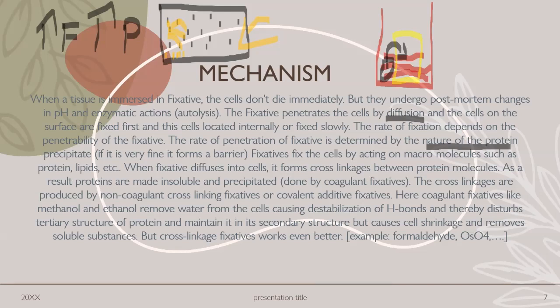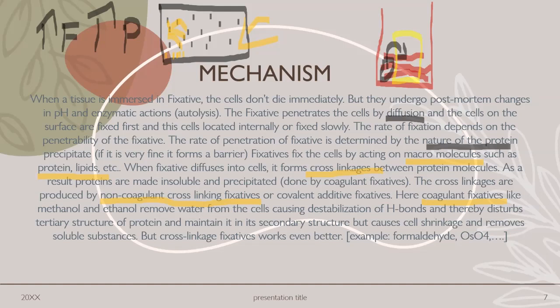Now I told you that the fixative acts on the protein, right? So it acts on macromolecules like protein and lipids. And I also told you that the fixative forms cross linkages, right? So these cross linkages are formed by two types of fixatives. One is non-coagulant cross-linking fixative and another one is coagulant fixatives.